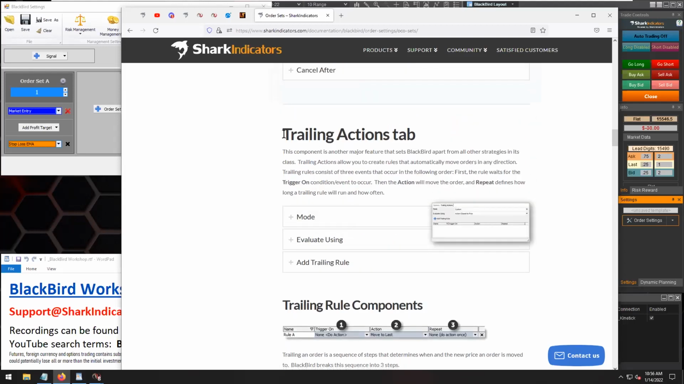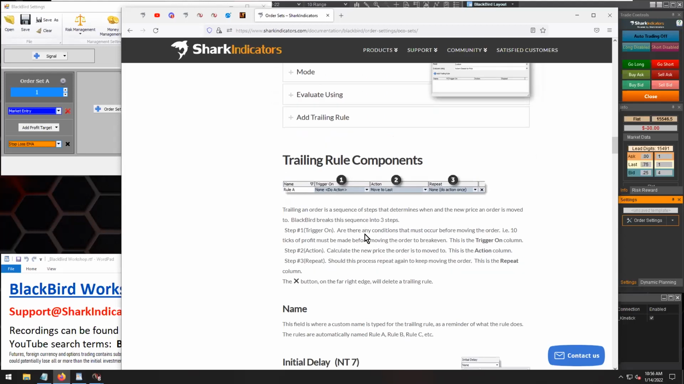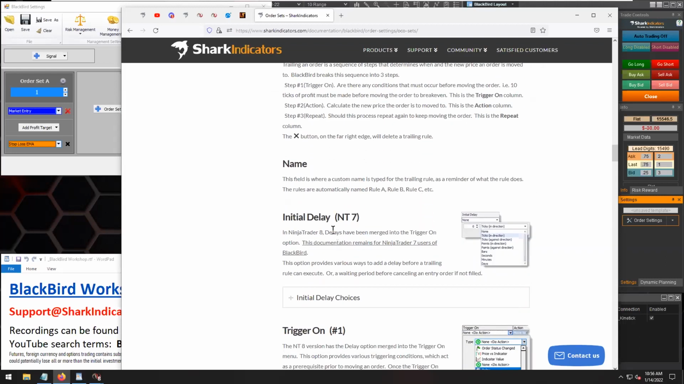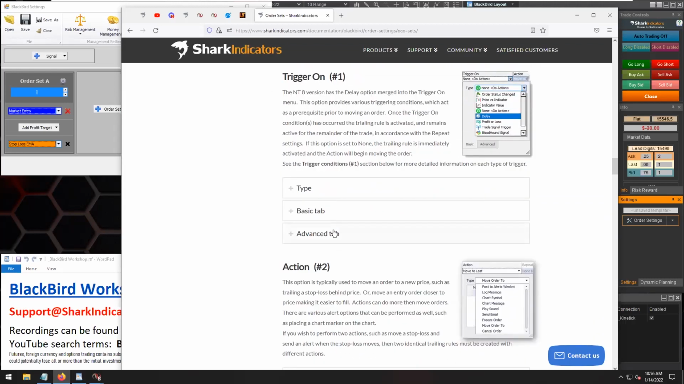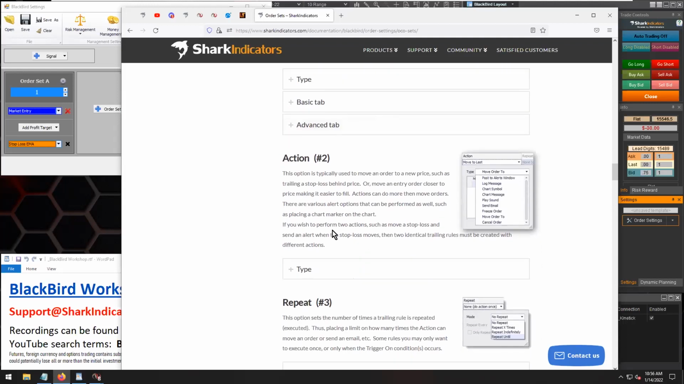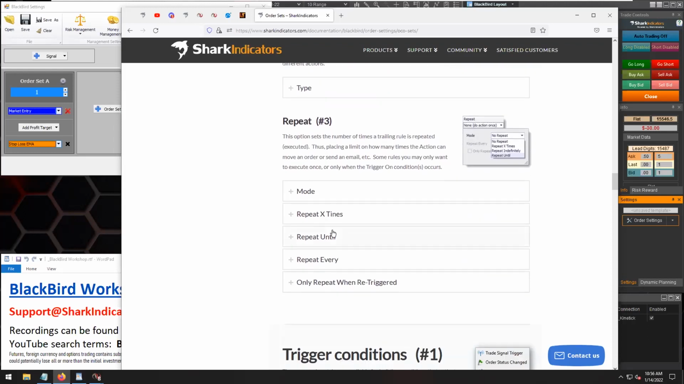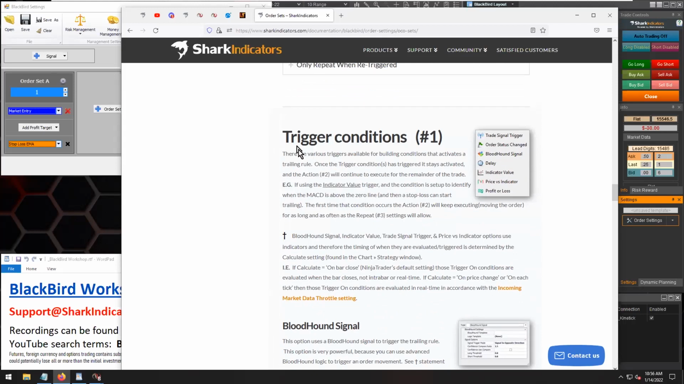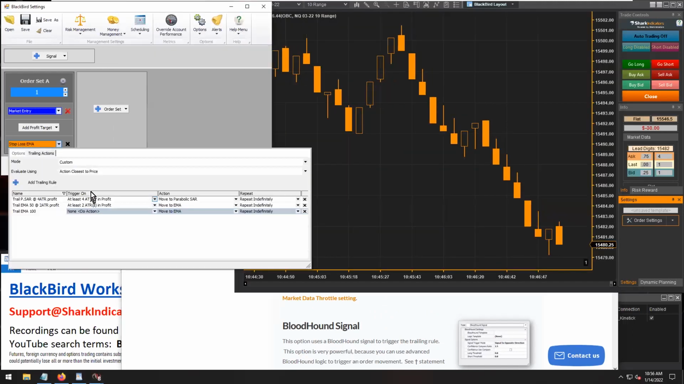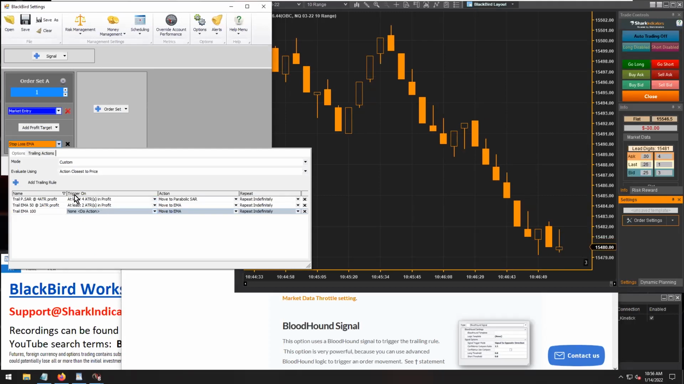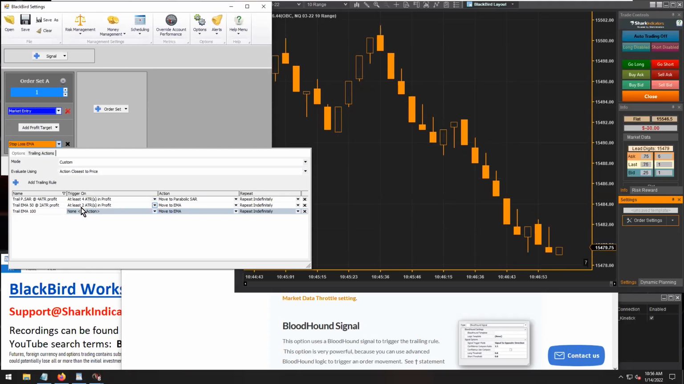So underneath the trailing actions tab is an explanation of all the different components and parts and pieces that make up the trailing actions menu. Like here's a section on the trigger conditions. And what are the trigger conditions? Well, that's this column here called trigger on. Those are the trigger conditions.